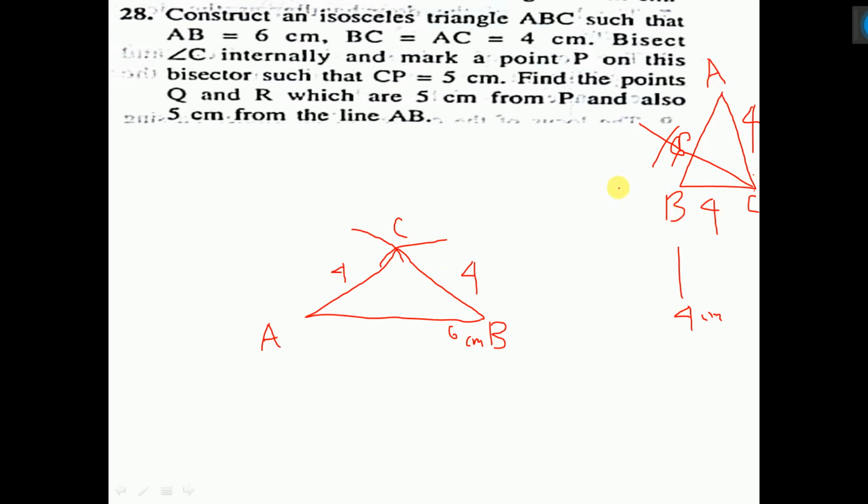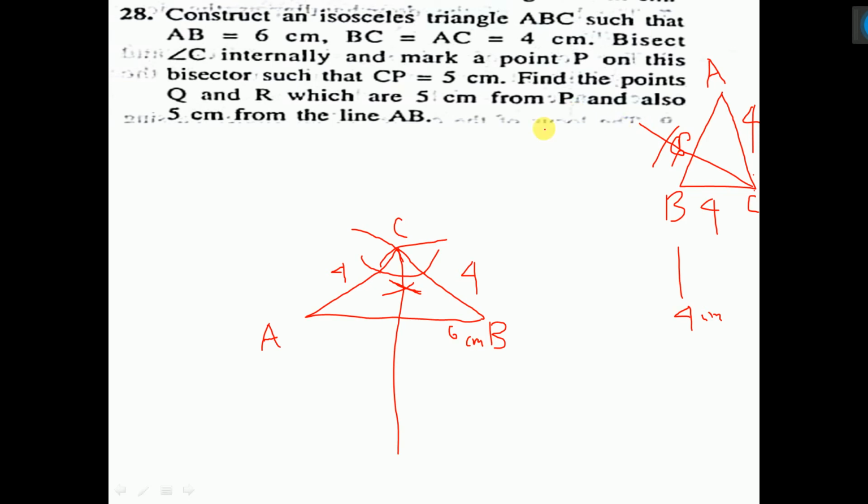Now it is telling we have to draw C bisector. Bisect C internally. That means C angle we have to bisect. That means from C you draw one arc. From this point one arc, and from this point another arc. Now this you join and produce. You have to join with your scale, okay?